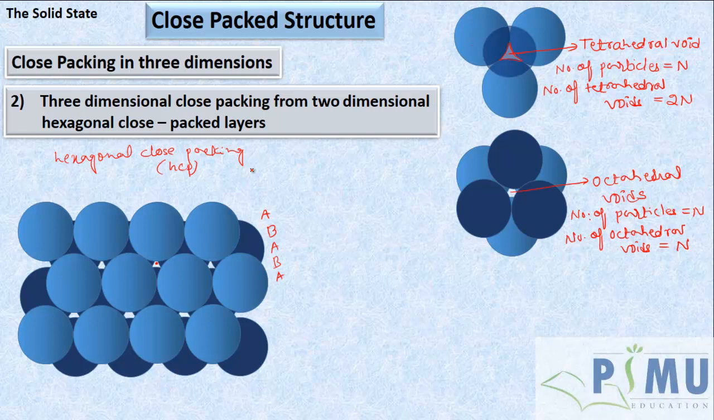If the packing efficiency is highest, it means the coordination number also should be more, right? Because what is coordination number? The number of nearest neighboring particles. So if there are more nearest neighboring particles, then that crystalline solid has a very closely packed structure. So in HCP, the coordination number of the constituent particles will be 12.